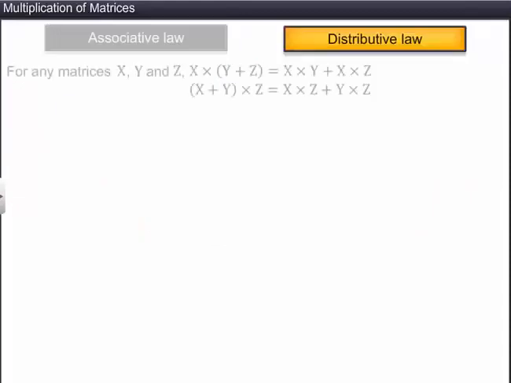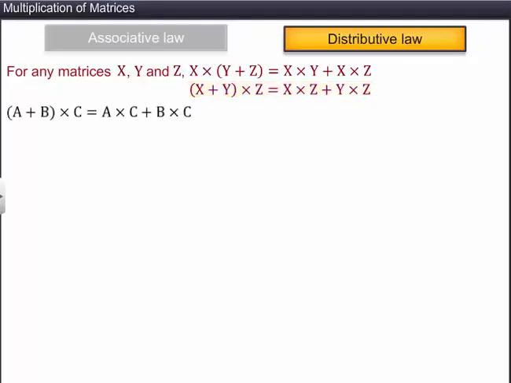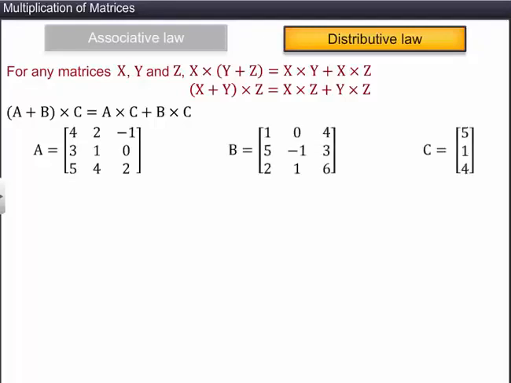According to the distributive law, if X, Y, and Z are three matrices, then X multiplied by Y plus Z is equal to X multiplied by Y plus X multiplied by Z. Also, X plus Y multiplied by Z is equal to X multiplied by Z plus Y multiplied by Z, whenever both sides of the equality are defined. Now, let's verify the distributive law for the multiplication of matrices with matrices A, B, and C as shown.